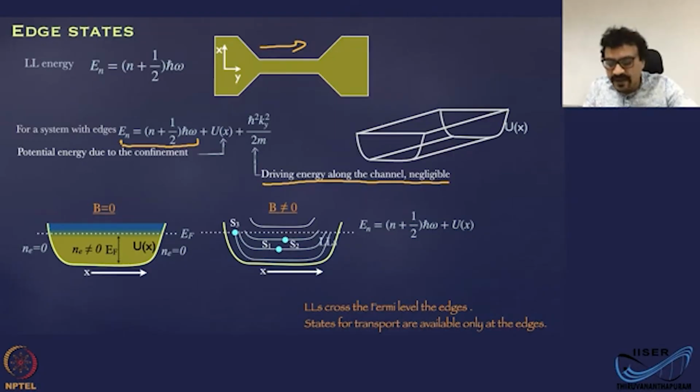And I have another term here, u of x. That term comes from the finite dimension or the confinement of the system. Here I am not talking about any quantum confinement. This is some kind of physical confinement where the electrons are kept inside the material. They cannot escape out. Or the electrons will feel that there is a boundary beyond which these electrons cannot move.